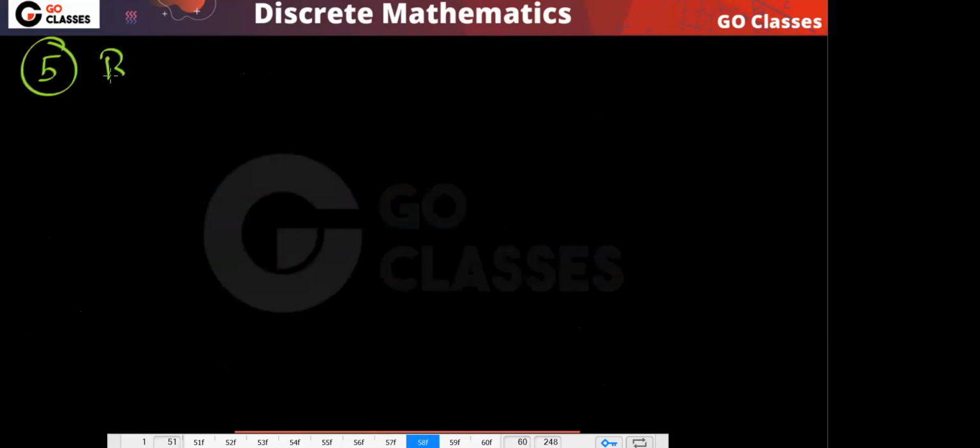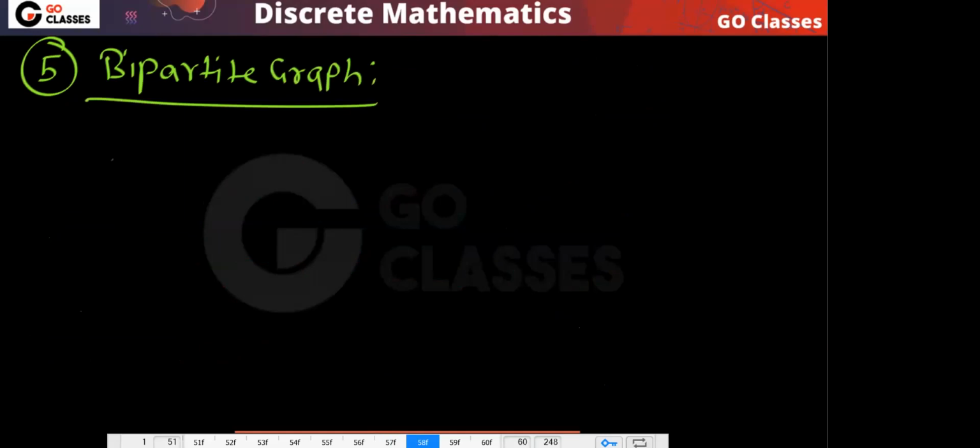Let's see the next category of graph, that is the bipartite graph. What do you think? What is the bipartite graph chromatic number? Some students are saying 2. Tell me, is this a bipartite graph?